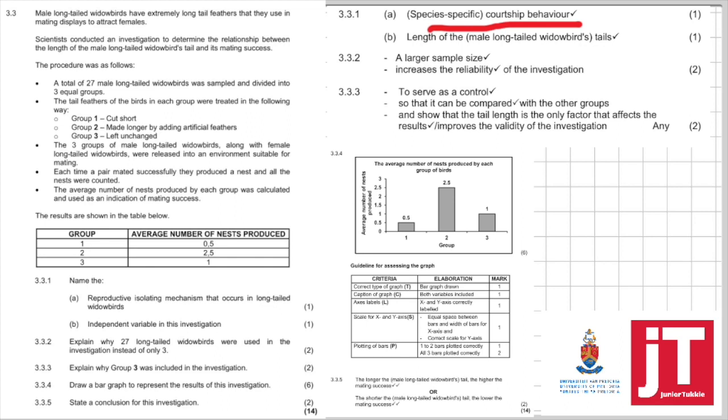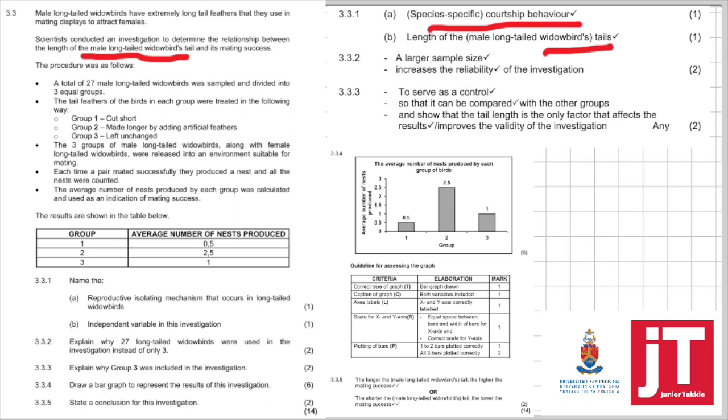Then name the independent variable in this investigation. What did you choose to control? You chose to control the length of the male long-tailed widow bird's tail. It's very weird with all the tail. So length of the male long-tailed widow bird's tails. And that obviously is in brackets, as you will see. Write it in the memo, or you can leave it as is.